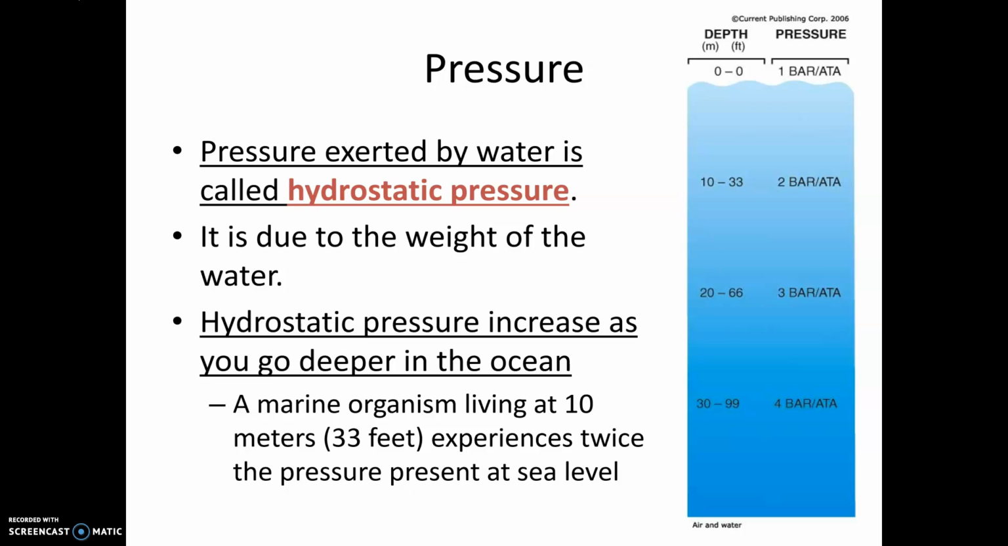Next thing is pressure. So pressure exerted by water is going to be called hydrostatic pressure. This is due to the weight of the water. So as we go down into the ocean, our pressure is going to increase because there's more water, more weight on top. So an organism who lives at 10 meters or 33 feet under the water is going to experience twice the pressure that is present at sea level. So as we go down in the water, our pressure is increasing. So let me add that, pressure increasing.